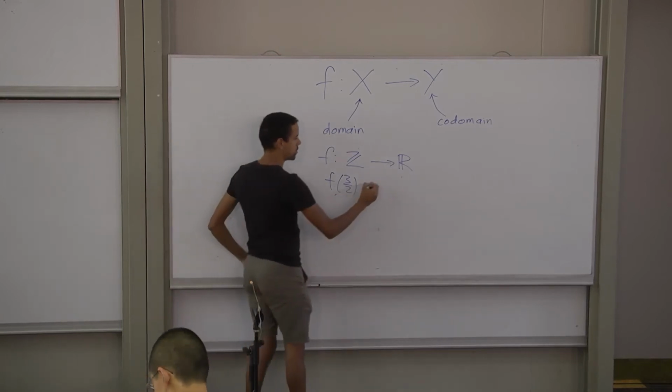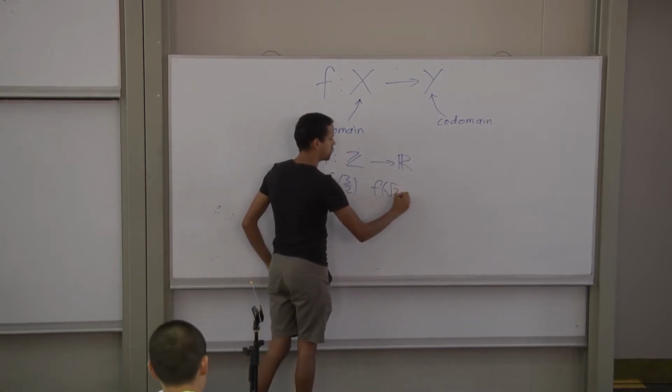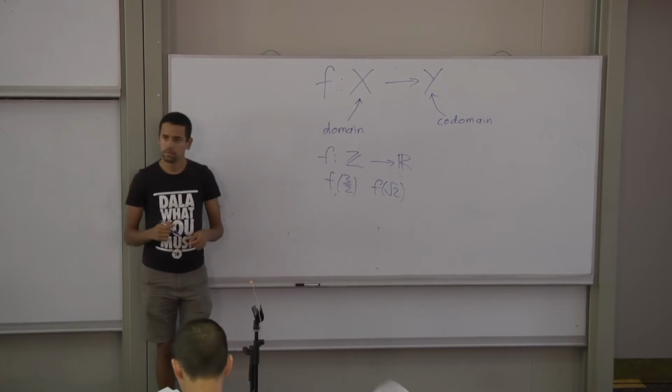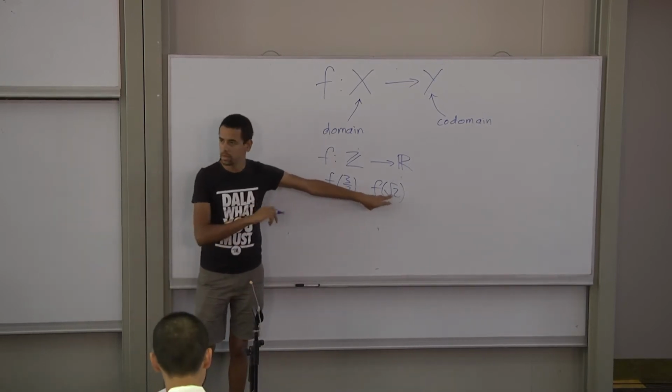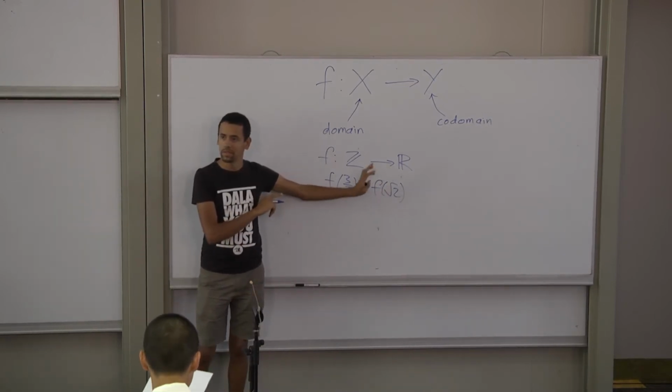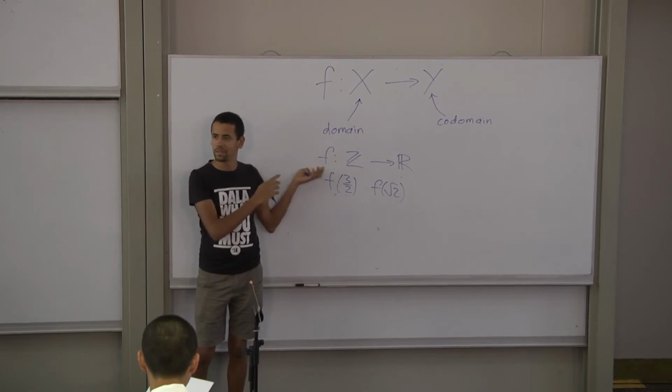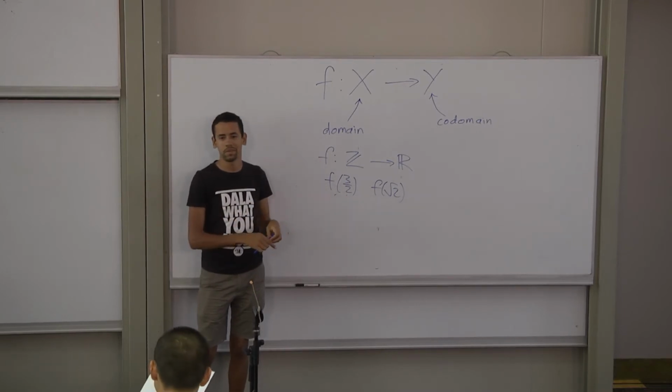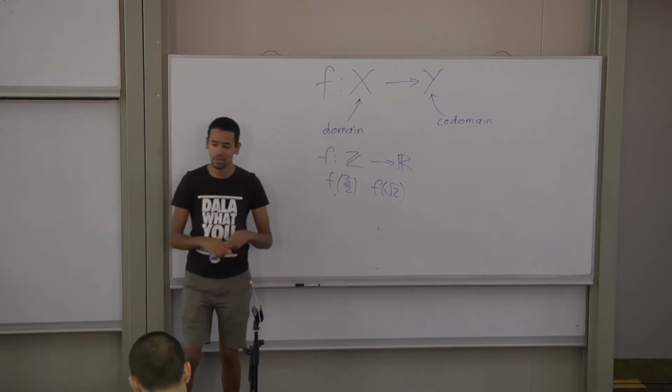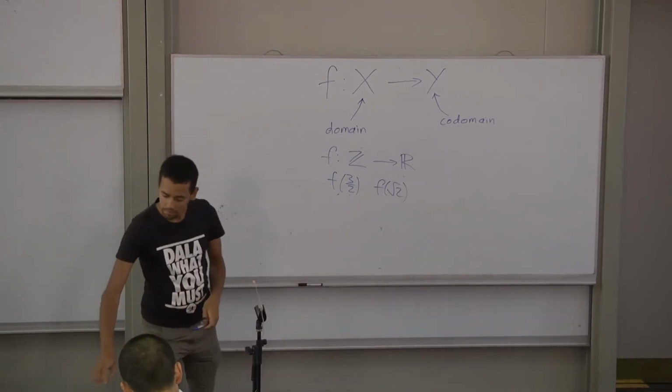You also can't talk about f of root 2, because anyone who doesn't know, root 2 is not rational. Should I prove it? Yeah. No. You can prove it if you want to, in your spare time. Okay.